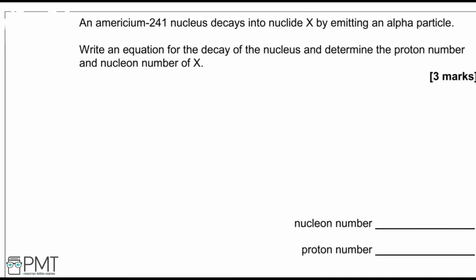In this next part of the question, we've got an americium-241 nucleus, which is decaying into nuclide X by emitting an alpha particle. So we want an equation for the decay of that nucleus, and therefore the proton number and the nucleon number of X at the end. So as with any alpha decay, the first thing we want to do is write in one of the common products, which means there's always going to be a helium nucleus produced. So we're going to end up with some nuclide X. We just work backwards here.